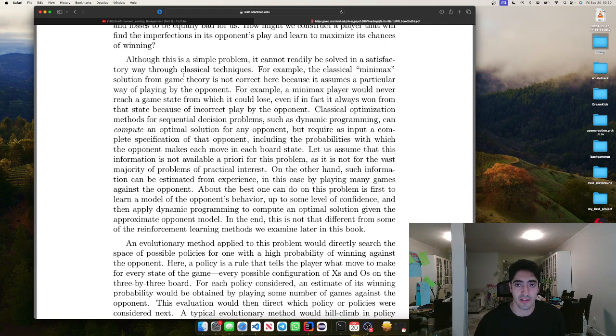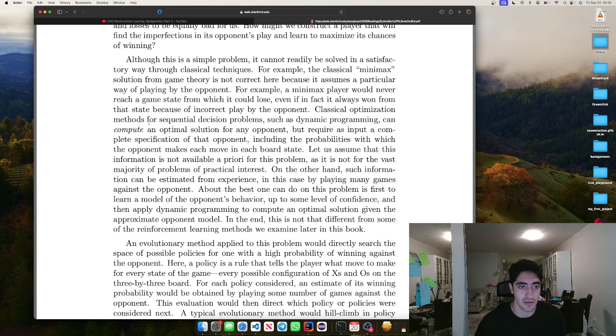For example, the classical minimax solution from game theory is not correct here because it assumes a particular way of playing by the opponent. For example, a minimax player would never reach a game state from which he could lose, even if in fact it always won from that state because of incorrect play by the opponent.